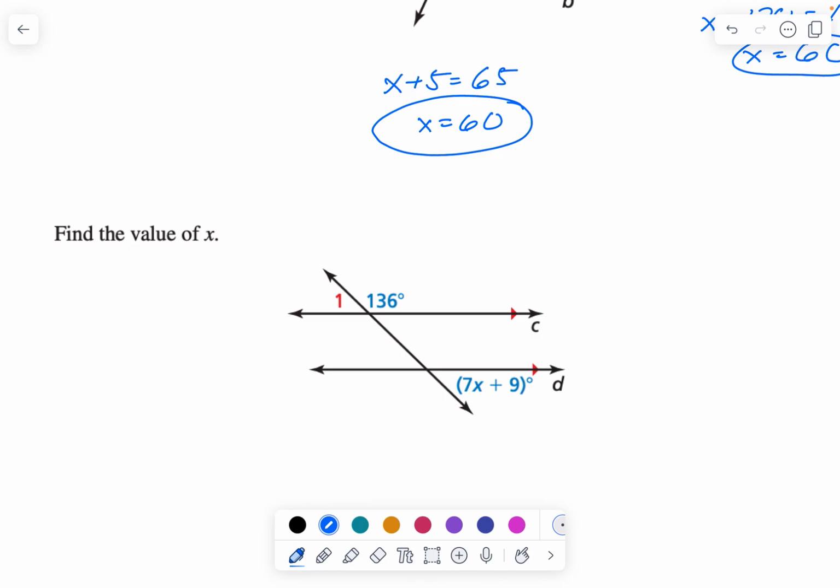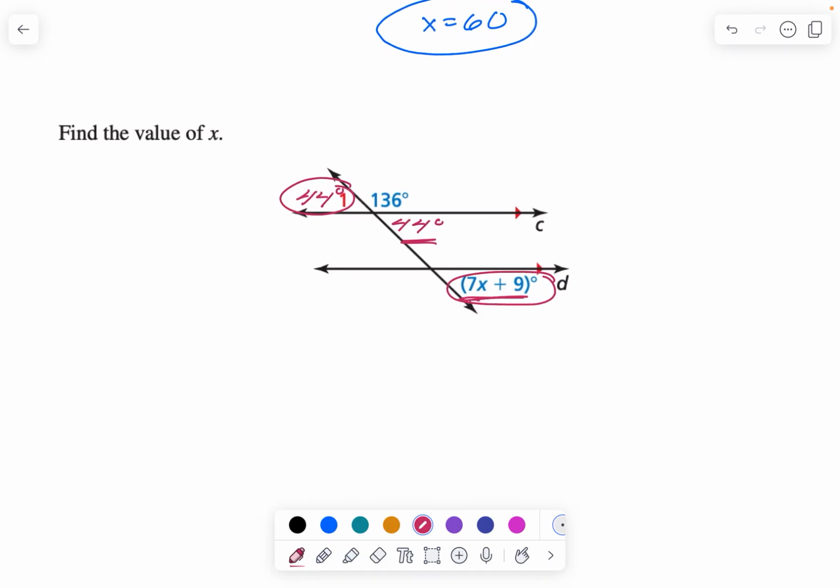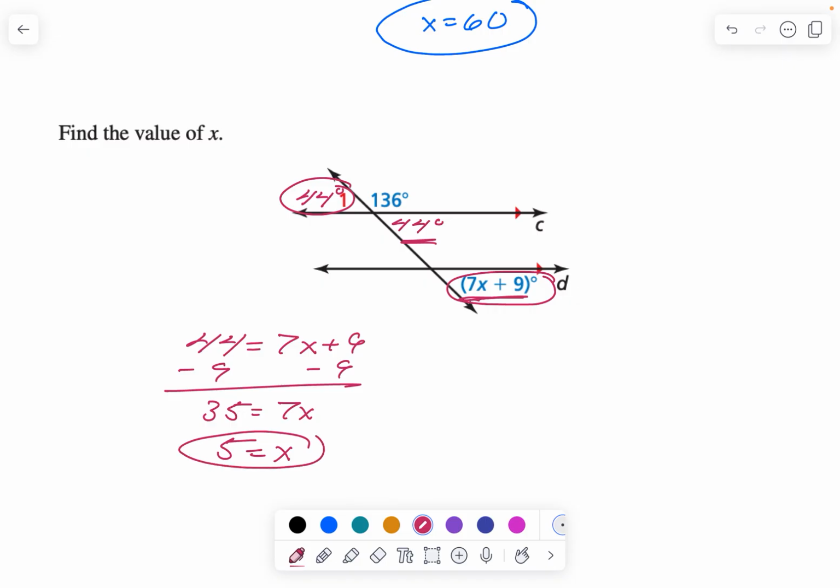And so now here we want to find the value of x. So again, there's different ways you could approach this. If we are using that angle 1, this would be the supplement. So 44 degrees. We also could figure out this is 44 degrees. These are alternate exterior. These two are corresponding. Either way, we get 44 is equal to 7x plus 9. So if we subtract 9 from both sides, we get 35 equals 7x, and 5 is equal to x. So again, variety of ways of doing things, but you would still get the same answer.